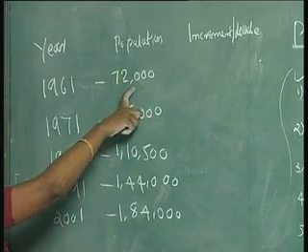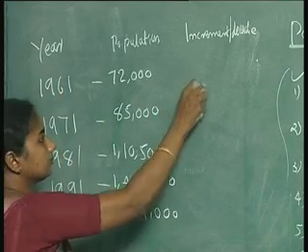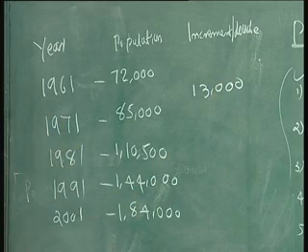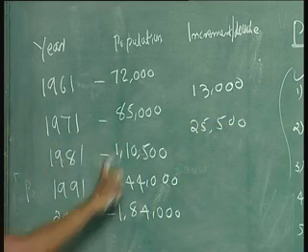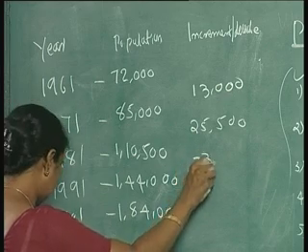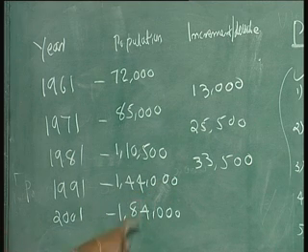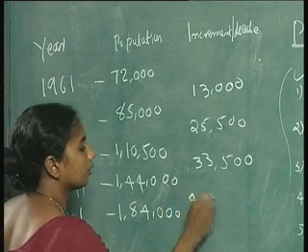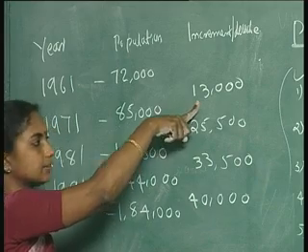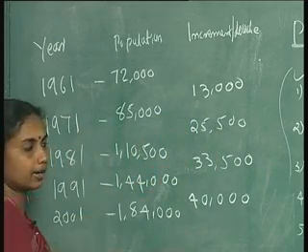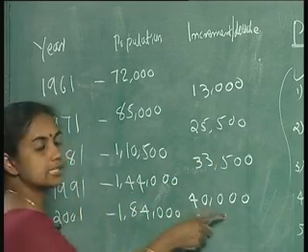So what is the incremental increase, or what is the increase from 1961 to 1971? It is 13,000. And 1971 to 1981, if you consider, it is coming as 25,500, the difference between these two. And if you take that difference here, it is 33,500, and if you take the difference between these two, it is coming as 40,000. So initially the increase from 1961 to 71 is only 13,000, and from 71 to 81 it is 25,500, and 81 to 91 it is coming 33,500, and 91 to 2001 it is becoming 40,000.